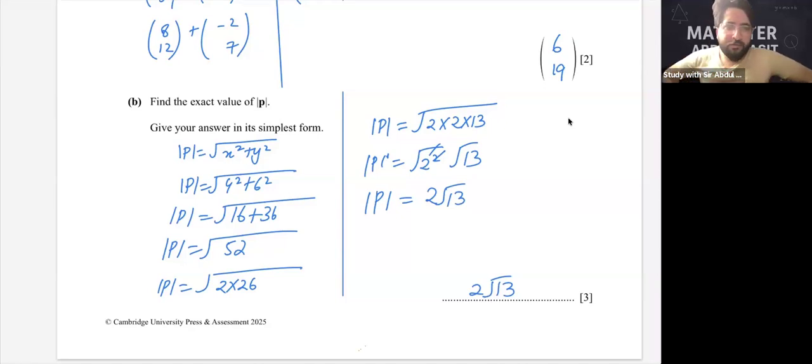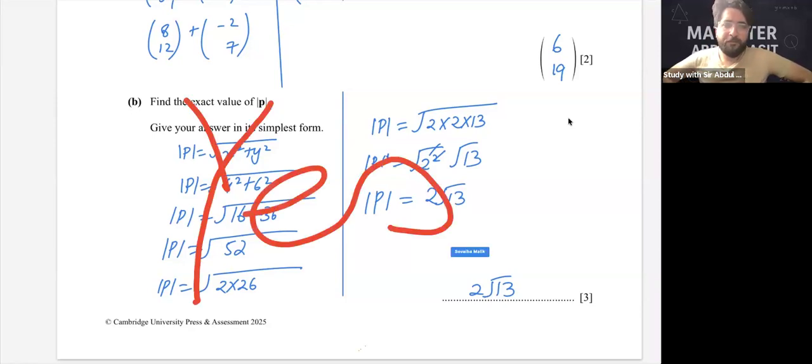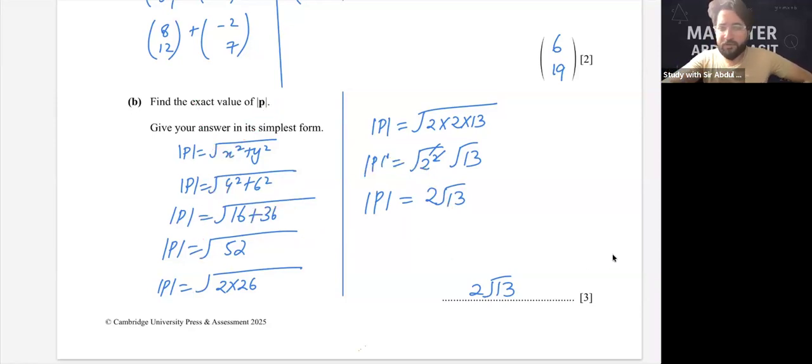Sir, any other method for surds? Absolutely. Any other method for surds is prime factorization. Yes, you can do prime factorization as well. You can look up the other method.